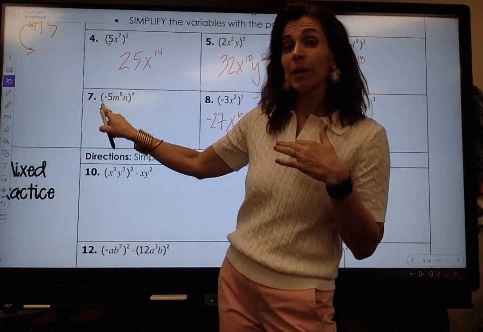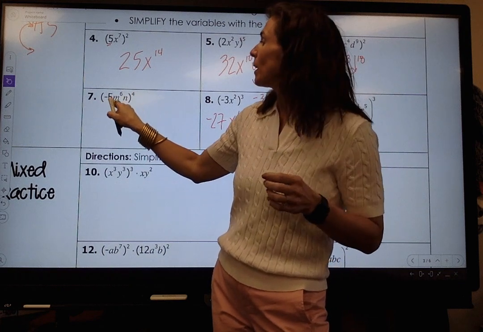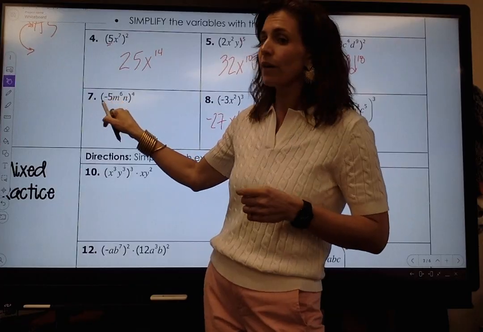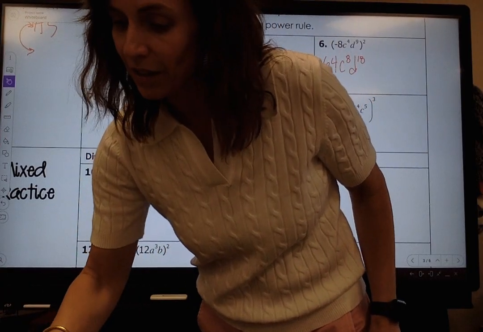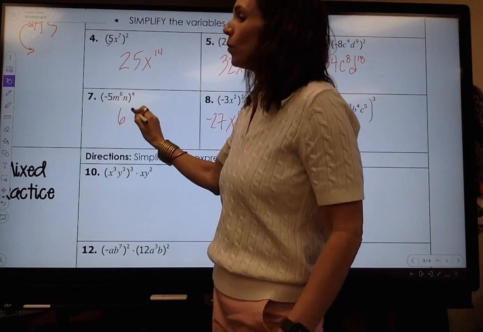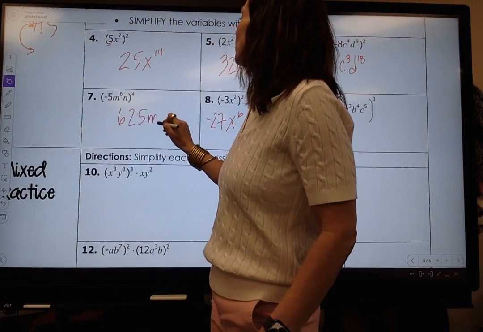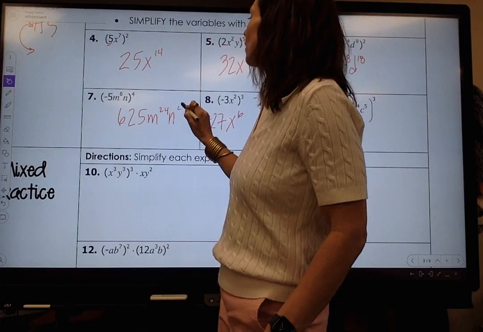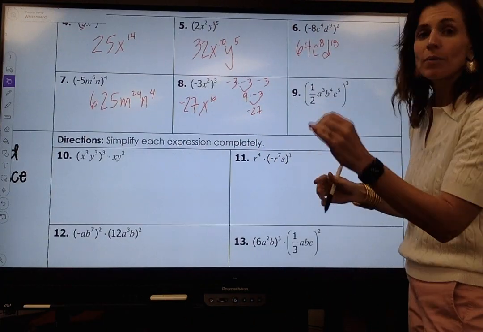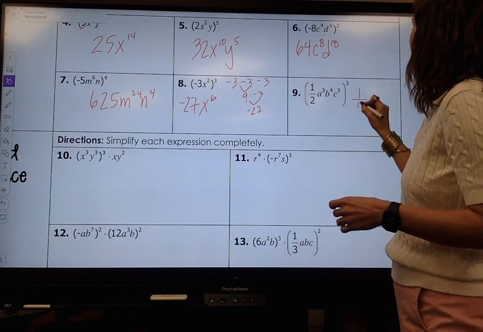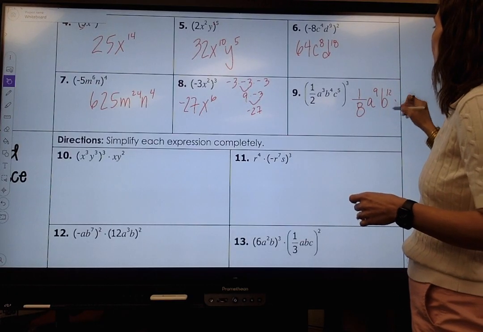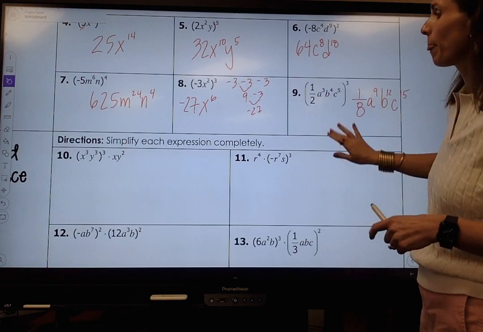Over here, it's going to become even, right? So we get 5 times 5 is 25, times 5, so 25 times 25. I'm going to cheat because I should know this. And it's 625, m to the 24th, n to the 4th. Okay, number 9, 1/2 times 1/2 times 1/2 is 1/8. And then I have a to the 9th, b to the 12th, c to the 15th.